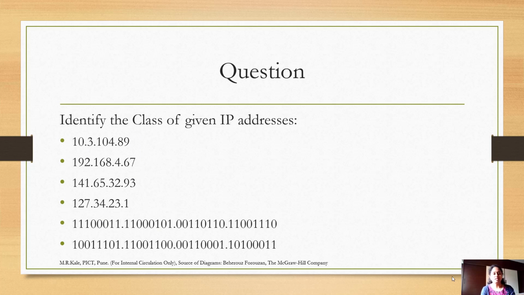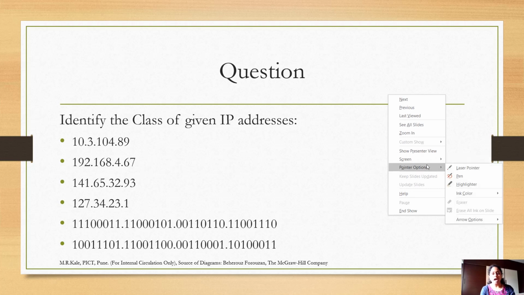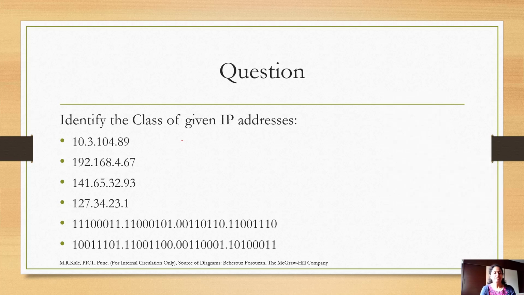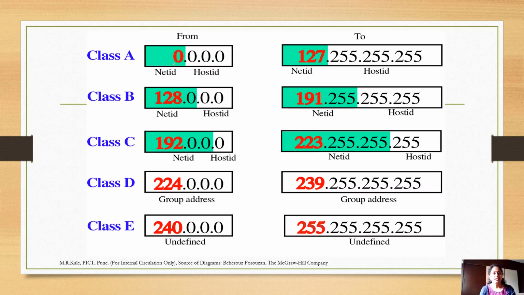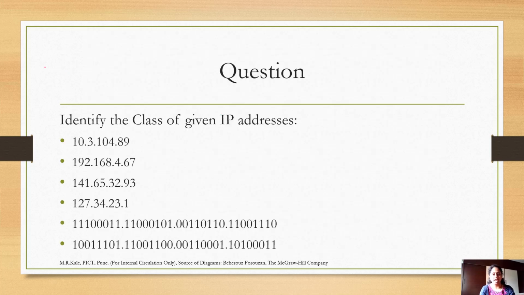Identify the class of the given IP addresses. For identifying the class, there are two methods. The first method is looking at the first byte. For 0 to 127, the IP address will fall into class A. From 128 to 191, the IP address will fall into class B. Similarly, for class C, 192 to 223, 224 to 239 for class D, and 240 to 255 for class E. So just by looking at the first byte of the IP address, it can be understood which class that IP address belongs to.